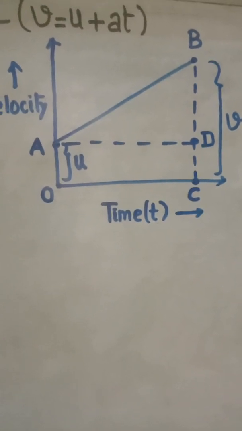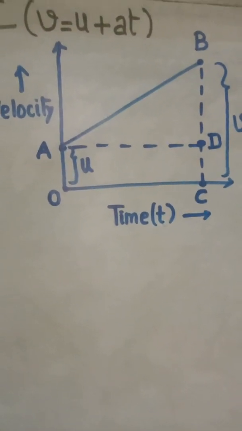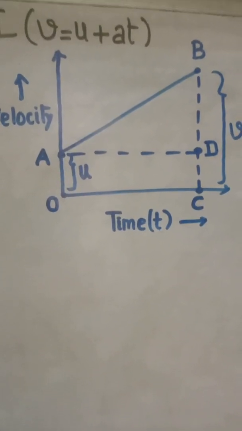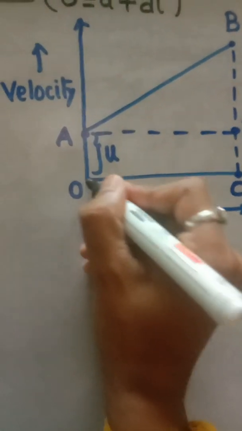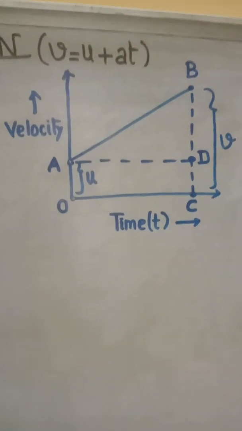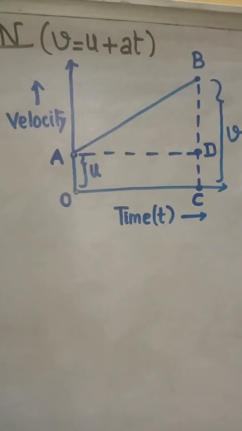Now, suppose the object has an initial velocity u at A. That means while it moves from O to A, the initial velocity at the start is u. So what we can write from the graph, OA is equal to u.